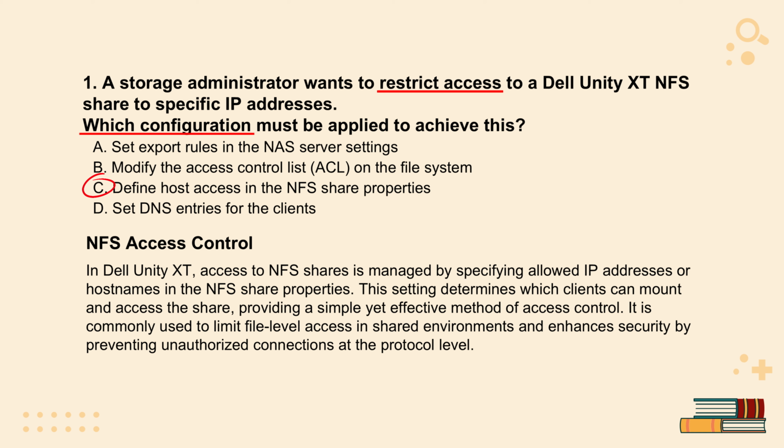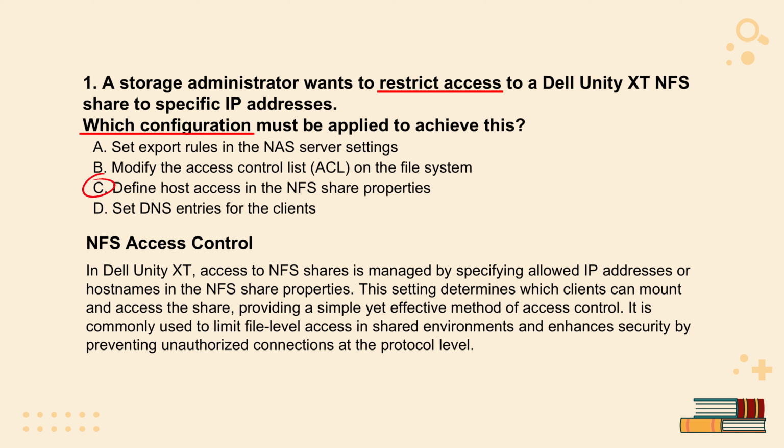So what makes this the right way to go? What's particularly efficient here is that Dell Unity XT allows you to directly specify which IP addresses are allowed to access an NFS share right within the share's configuration. It's a very direct, IP-centric method for controlling access to these network file shares. So for quickly controlling NFS access based on IP address, Unity XT gives you that straightforward setting right there in the share properties. Exactly. You don't have to go through any more intricate ACL configurations.